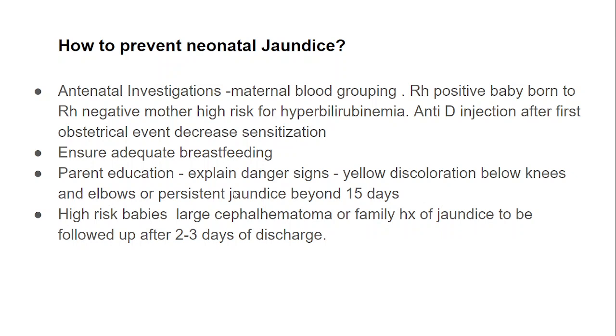We should explain the danger signs to the parents. If there is yellow discoloration below the knees and elbows or persistent jaundice beyond 15 days, then action has to be taken. If there are high risk babies or a large hematoma, or there is a family history in which someone developed neonatal jaundice, we should follow up 2 to 3 days after discharge.